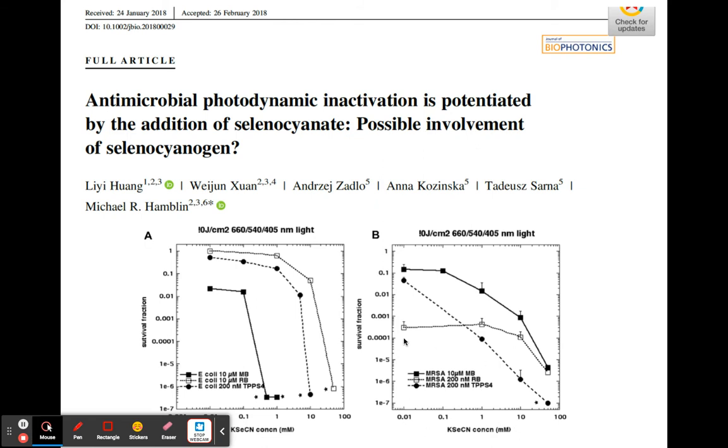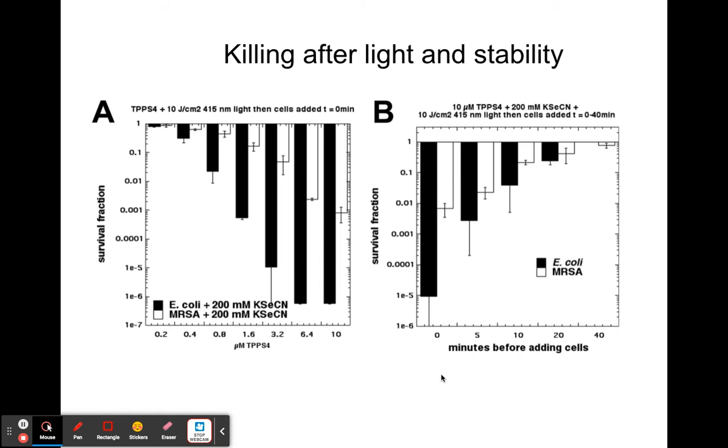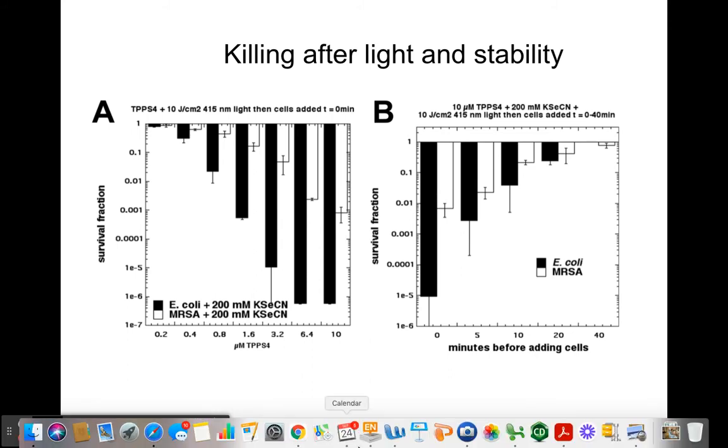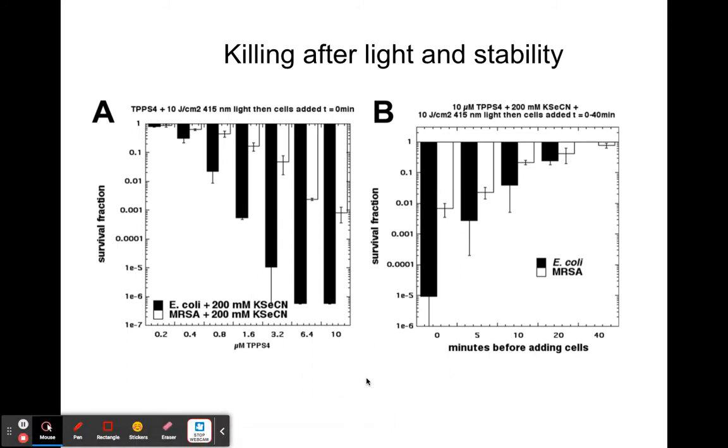concentration, you get extra killing both with methylene blue, rose bengal, and the tetraanionic porphyrin, and also with Staph aureus. When you put the cells in after the light, you get killing, so you are producing a toxic product which at least has some stability. Here you see that gram-positives and gram-negatives, you get killing when you put the cells in after light.